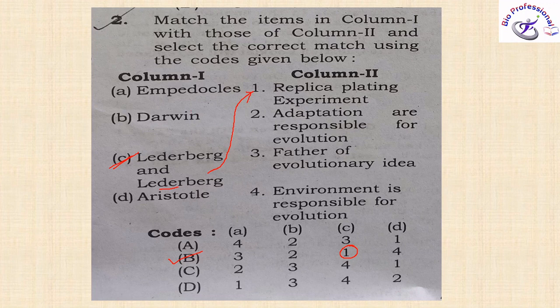A is 3, which means Empedocles is the father of evolutionary idea. Many people will make a mistake here. If they know C, the name of Darwin, they will think this is for evolutionary idea. But the father of evolutionary idea is considered to be Empedocles. Next, Darwin: the option is that adaptations are responsible for evolution. This is a general line; although we consider the principle of Darwin for the course of evolution, the evolutionary idea was given by Empedocles. And the last is Aristotle, and the answer is that environment is responsible for evolution. So the correct option is option B.